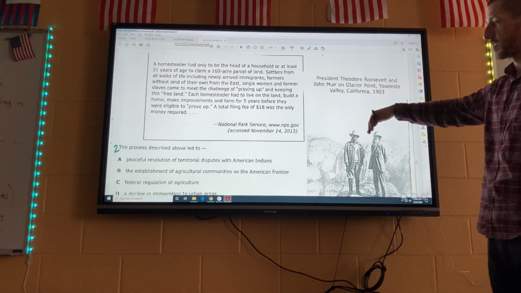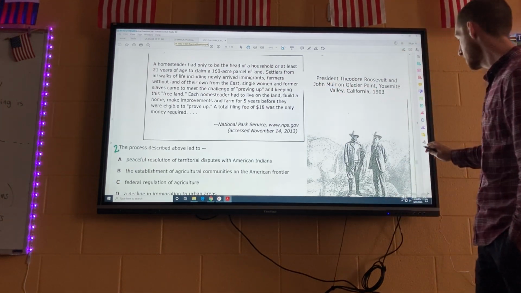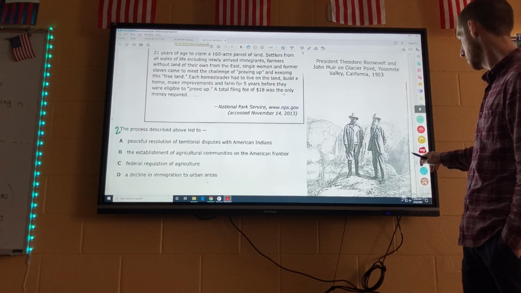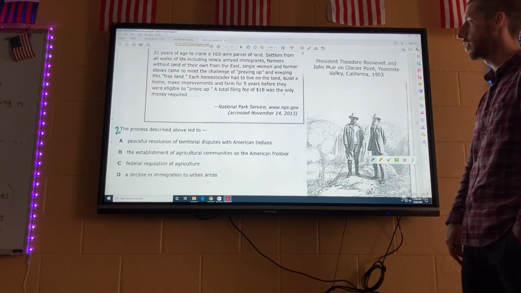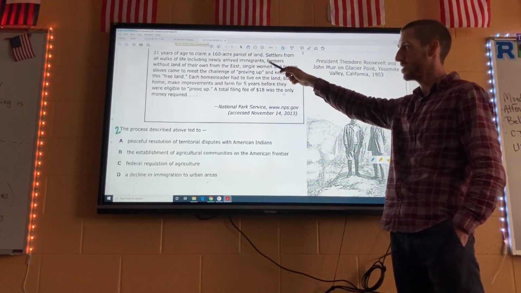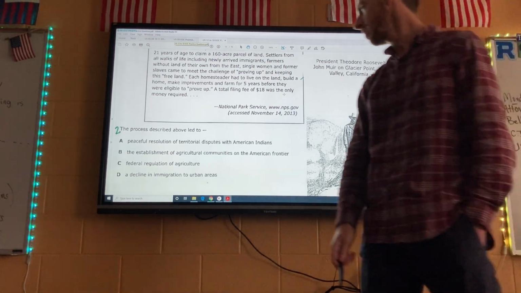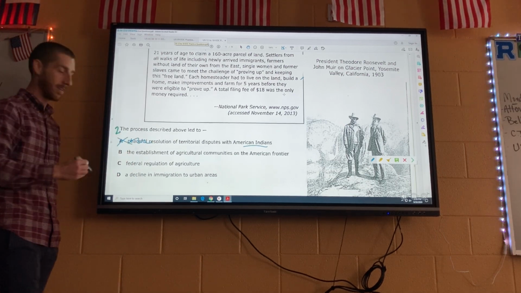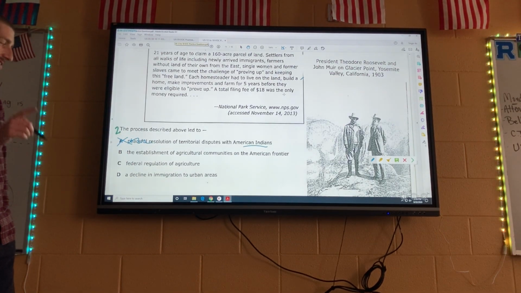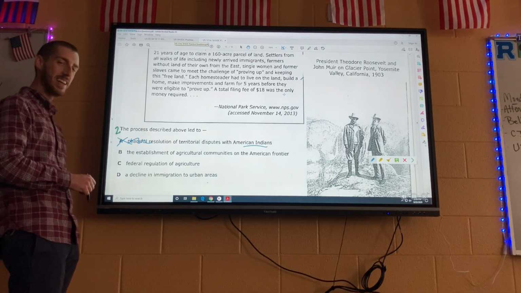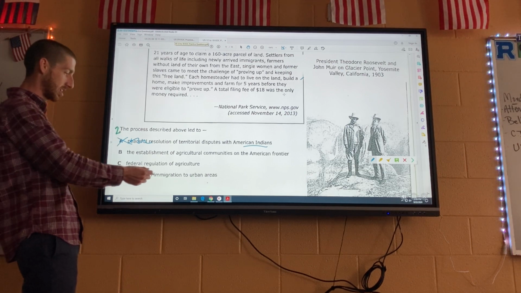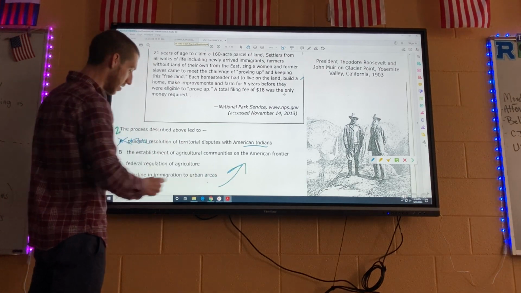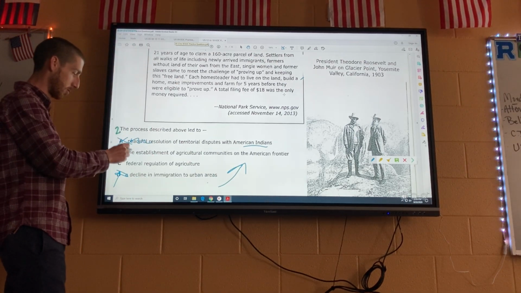All right, the picture goes with the question below it, so let's do this one first. A homesteader, the process described above led to... So it's talking about homesteading, free land. Which one of these is it going to be? Peaceful resolution of territorial disputes with American Indians? Nope, because of the word peaceful. The establishment of agricultural communities, possibly. Federal regulation of agriculture, not really. A decline in immigration to urban areas? Immigration to urban areas has always been moving up, always an upward trend. So the best answer is 2 is B.